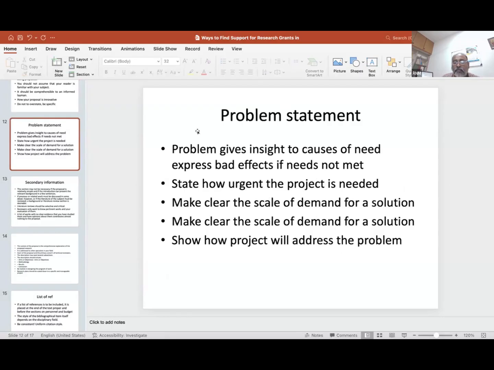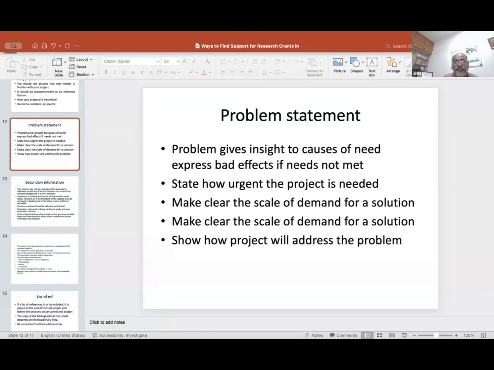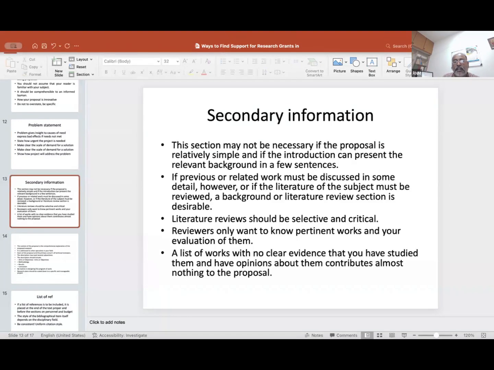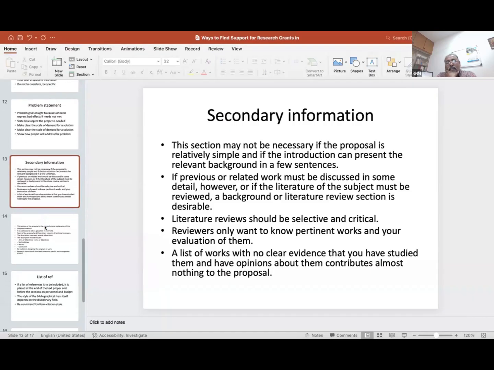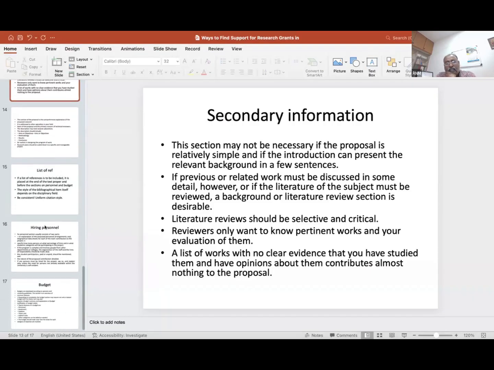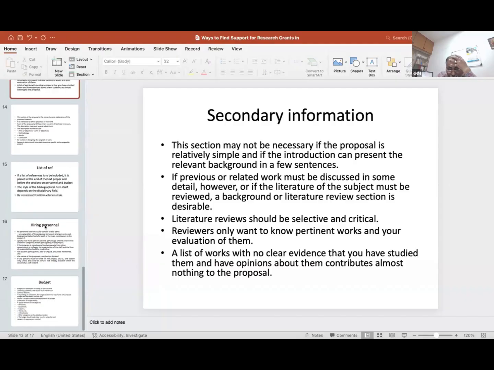So the problem statement: I have told you how to write a problem statement, and from this problem statement the research objectives and questions will come. We have discussed it. Next slide please. So secondary information is very crucial. Those who have applied for ICSSR will find that you have to do your literature review within 1,000 words. Now, how can you do it?